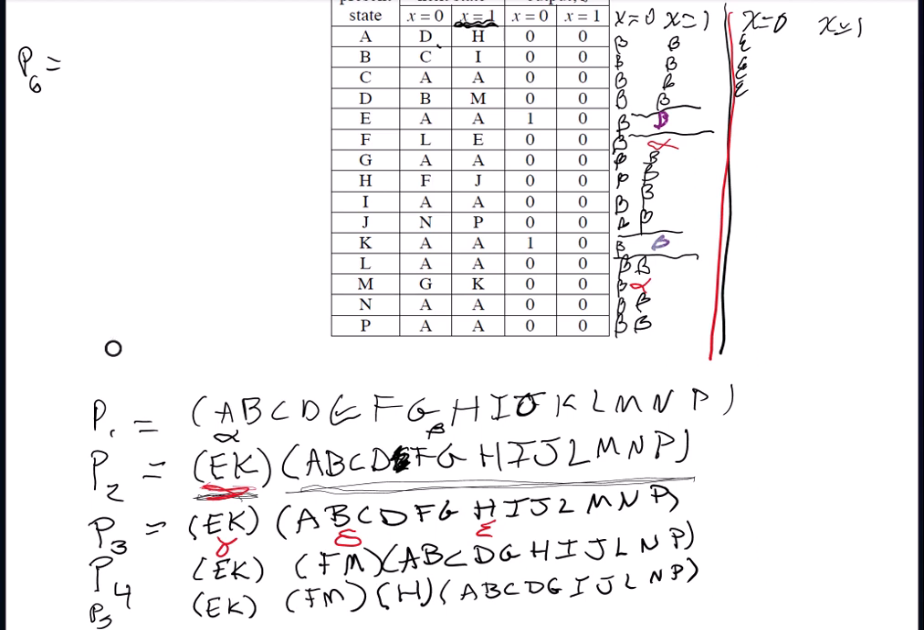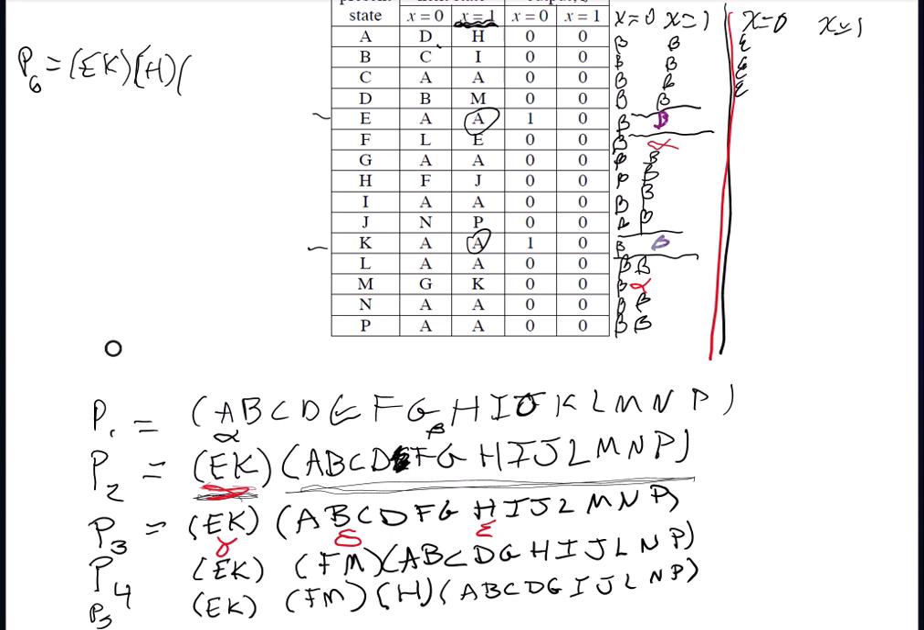Now we'll look at our 1 successors. And let's start with E and K. So E and K, their 1 successors are both A. So those are in the same partition. So they'll be together, E and K. H is going to have to be together. It's by itself.